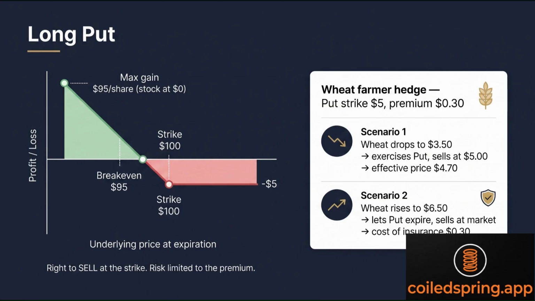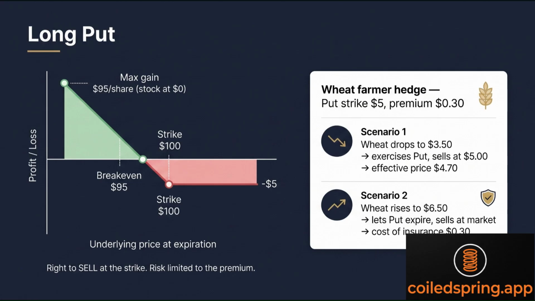Scenario 1. Wheat falls to $3.50 at harvest. Without the put, he sells at $3.50 and suffers. With the put, he exercises his right to sell at $5. Subtract the 30 cents premium, and his effective price is $4.70 per bushel, dramatically better than the $3.50 the market is offering.